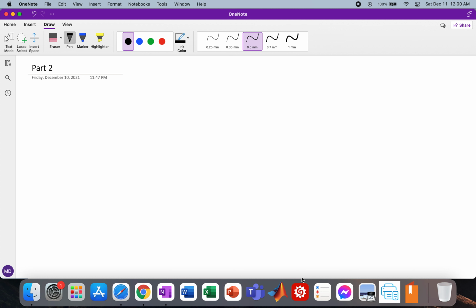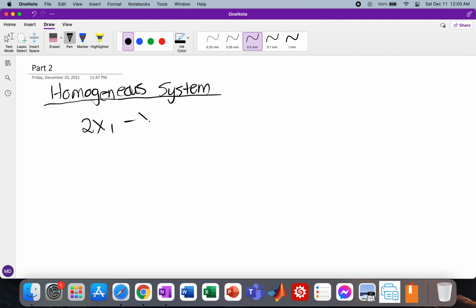The second part of this introductory series is going to introduce what to do when you have systems in which your solution is not so easy. One common type of system we like to encounter in linear algebra is something called a homogeneous system. An example of a homogeneous system would be the following: 2x1 minus x2 minus x3 is equal to 0.